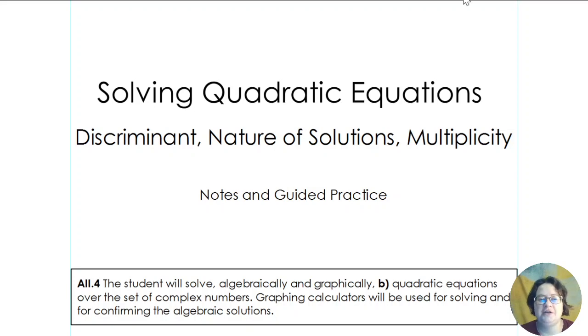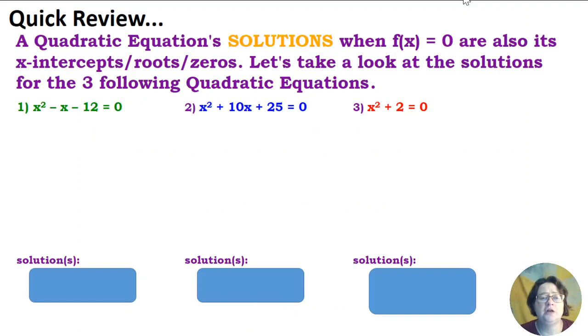Today we start our unit on solving quadratic equations. First, we're going to talk about the discriminant and nature of solutions and multiplicity. Just for a quick review, a quadratic equation's solutions when f of x equals 0 are also its x-intercepts, roots, zeros. So let's take a look at the solutions for the three following quadratic equations.